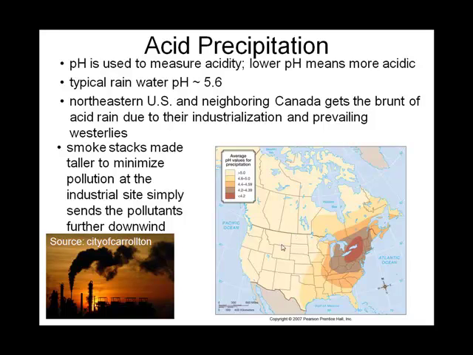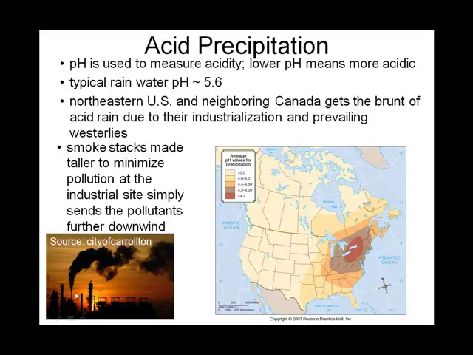Now, the reason these folks here in the Northeast get their rain so acidic has to do with the fact that they are downwind from, generally speaking, a lot of other industries. Remember, in the Ferrell cell, we're under the influence of the mid-latitude westerlies. And there's a lot of industries in the Northeast. So this is how they come to have this acid rain problem.